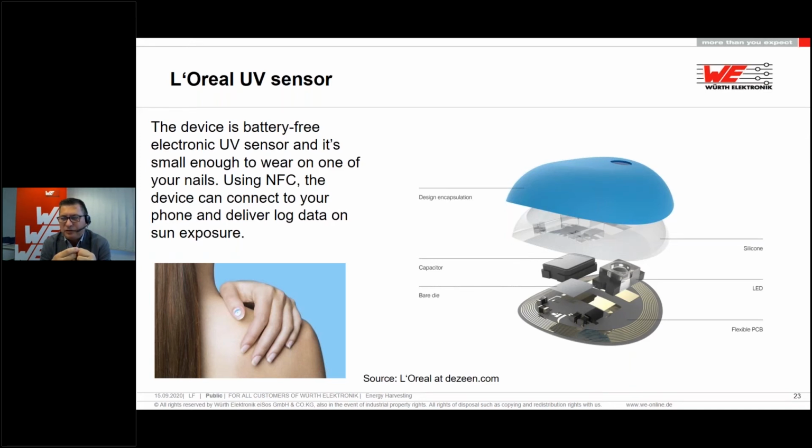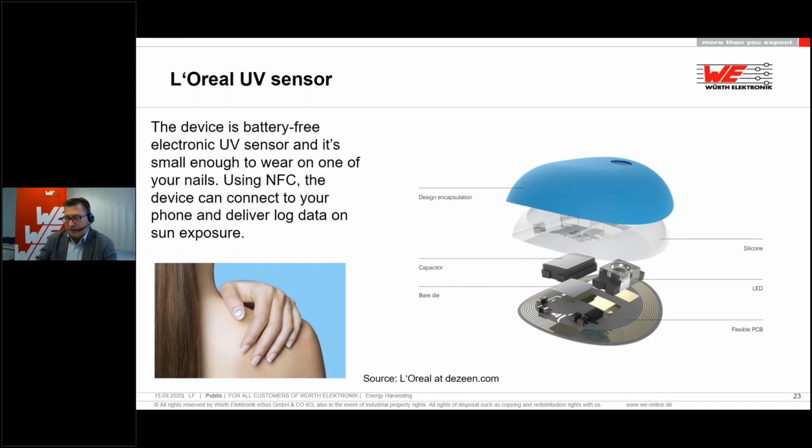It's original from L'Oreal. This stuck on your fingernail is measuring during the day the UV light you have been exposed to. And in the evening, you can take your mobile phone and with the NFC, because you can see this NFC antenna, you can read out the data and it recommends which kind of sun blocker you have to use the next day if you want to have protection for your skin, or you don't want to get burned, or maybe your skin is sensitive to UV light.